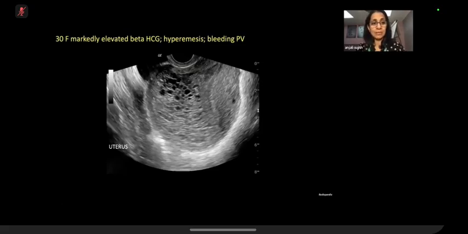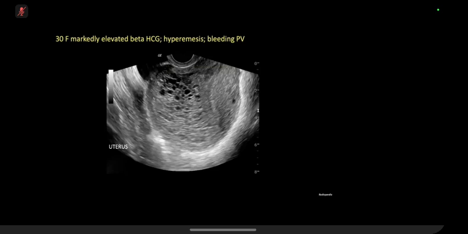This is a 30-year-old female, markedly elevated beta HCG. She presents with hyperemesis and bleeding PV. So I'm given a single grayscale image of the uterus, and within the endometrial cavity there is a multicystic lesion. In the context of a markedly elevated beta HCG and hyperemesis, I wonder whether this represents a molar pregnancy. I can't see a fetal pole or anything.